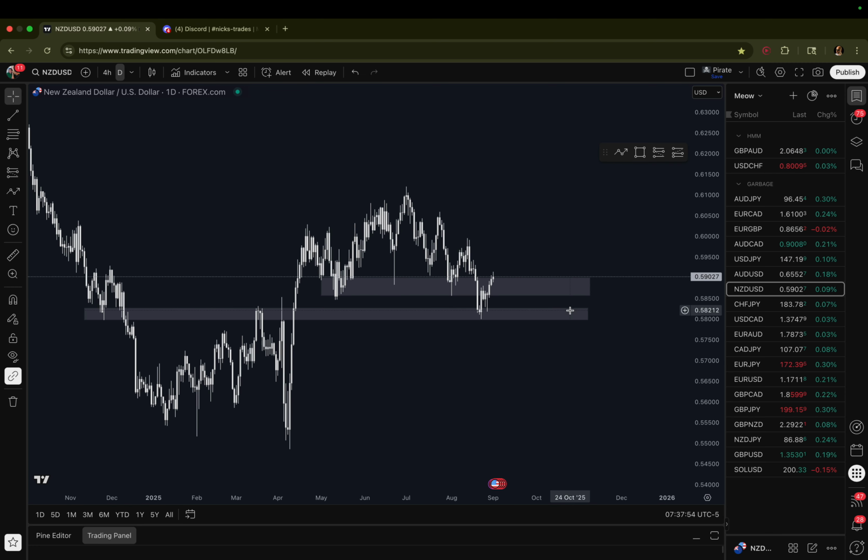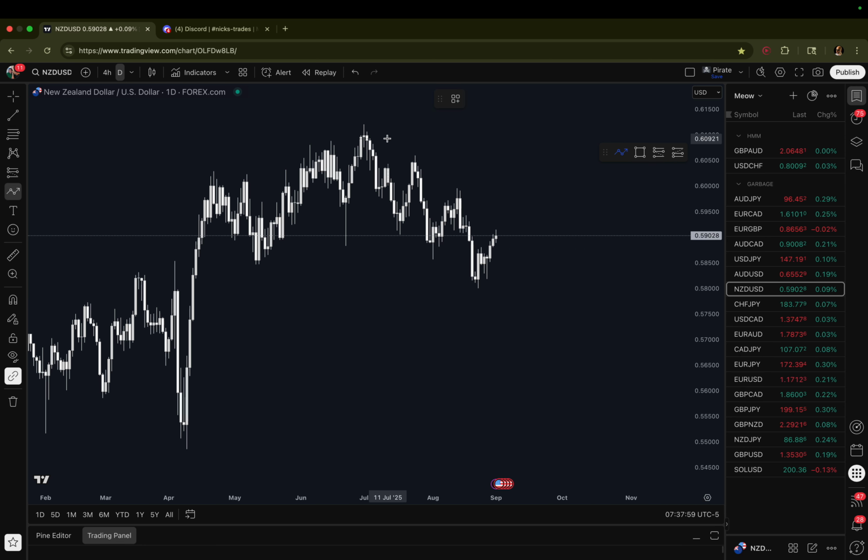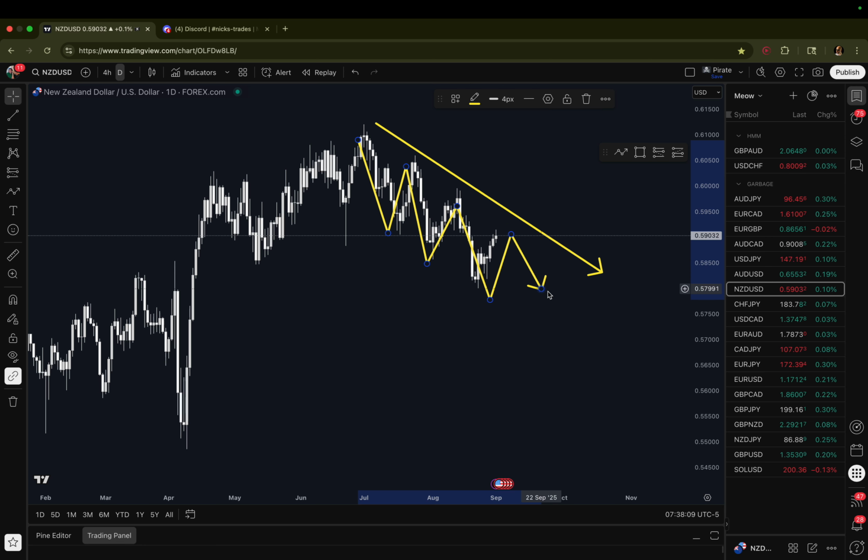NZDUSD, I was looking at this last week. There's a couple things. There's a little downtrend we've got going on right now. What is a downtrend? Price makes a low, lower high, lower low, lower high, lower low, lower high. And then what might happen, class? What might happen, guys? Once it makes another lower high, what might happen next? We don't know. No, I'm just playing. What happens next? It might go down.